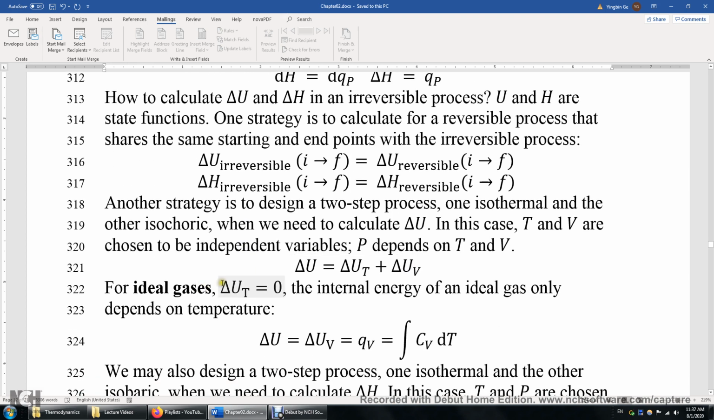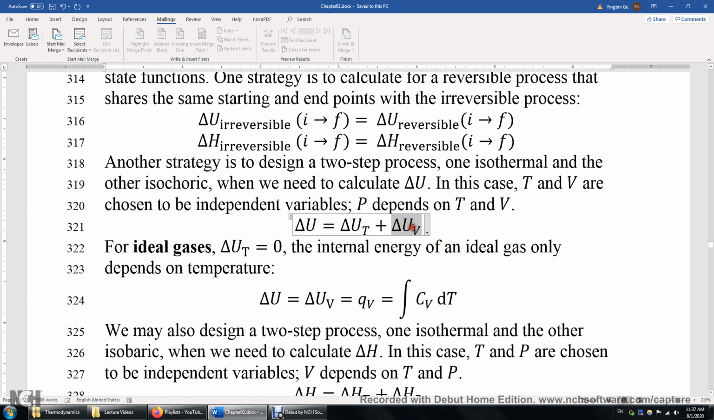For ideal gas, delta U sub T is 0. Why is that? For ideal gas, the potential energy is 0. The kinetic energy is proportional to temperature. So, if temperature is constant, then the kinetic energy is constant. Therefore, the change of kinetic energy is zero. And also, it's an ideal gas. Therefore, the change of its zero potential energy is always zero. Therefore, delta U sub T is zero.